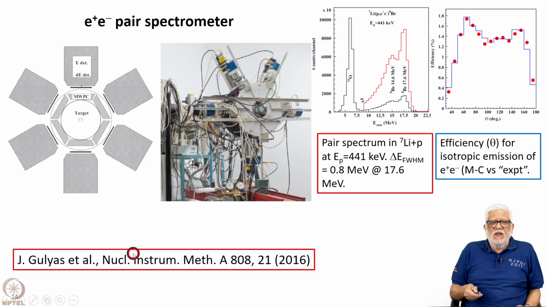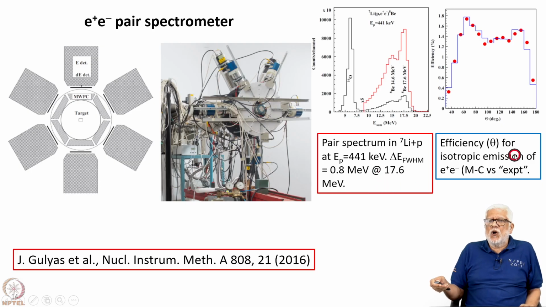This becomes less sensitive to, as I said, photons and neutrons. And so this is an example of a Hungarian group which has measured the pair spectrum at this resonance energy. Energy width of this pair spectrometer is about 0.8 MeV at about 17 MeV. So it's sort of 1 part in about 20, so about 5% energy resolution. This is good enough for some measurements.